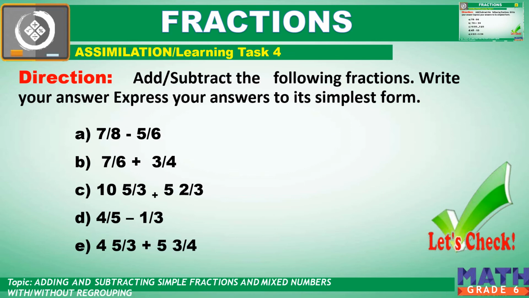This time we are now on assimilation, learning task number 4. So consider the directions. Add or subtract the following fractions. Write your answer. Express your answers in simplest form. For letter A, 7/8 minus 5/6. For letter B, 7/6 plus 3/4. And letter C, 10 and 5/3 plus 5 and 2/3. And for letter D, 4/5 minus 1/3. And E, 4 and 5/3 plus 5 and 3/4.